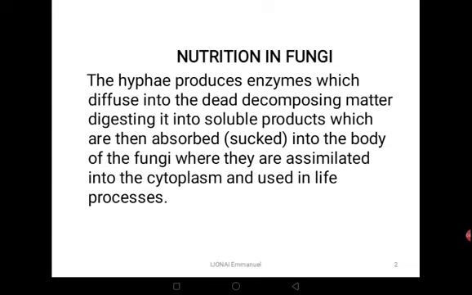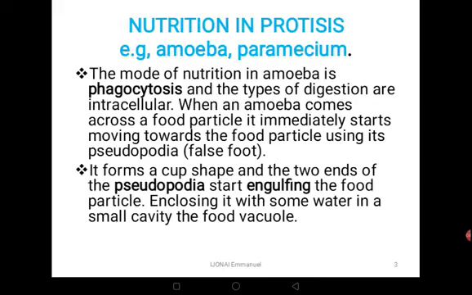So the mycelium grows into the dead decaying matter, and then the hyphae produce the enzymes, and those enzymes digest this food externally. That's what we call extracellular digestion. And then after digesting it, nutrients are produced, and those nutrients are then absorbed into the body of the fungus, and then assimilated and used. So that's how the fungi feed. Very interesting. So let's look at another.